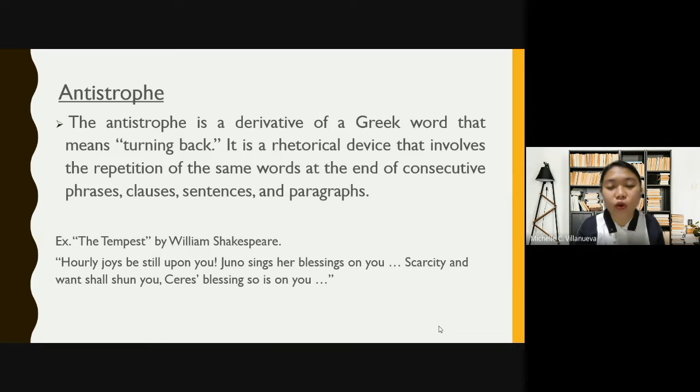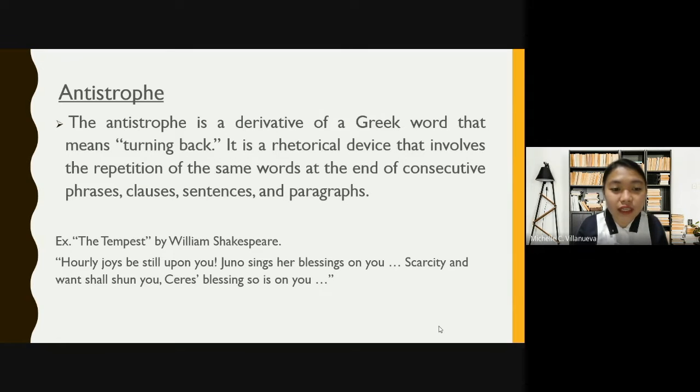In the Pindaric ode, the antistrophe is the second section of an ode that is structured the same way as the strophe, but typically offers a thematic counterbalance. So when the strophe is the first structure, the antistrophe is the second stanza of an ode. And lastly is the epode.